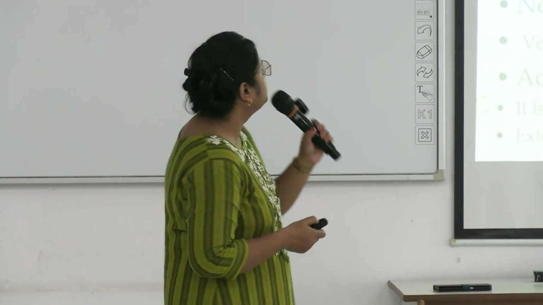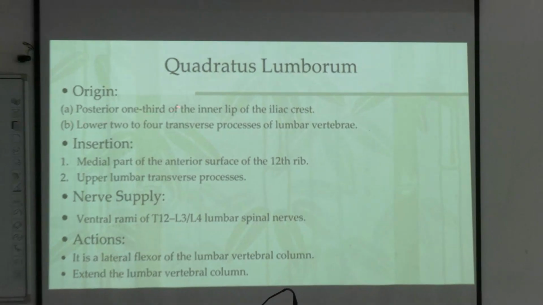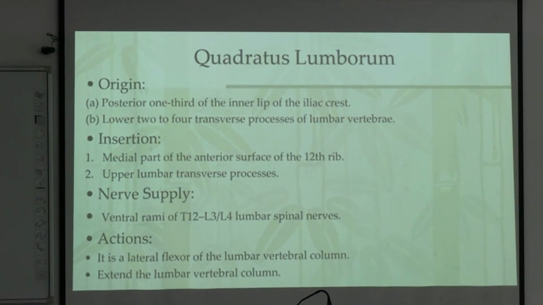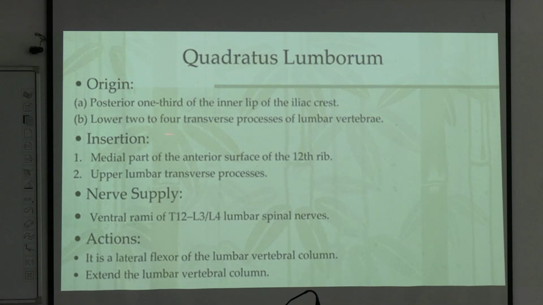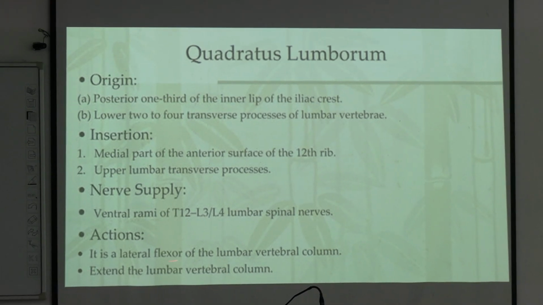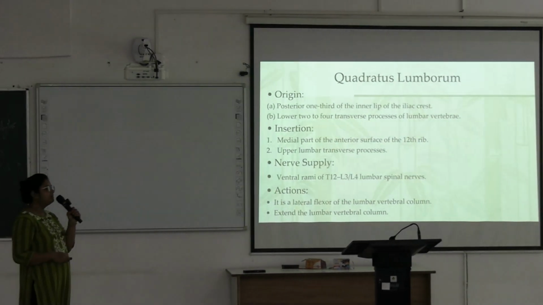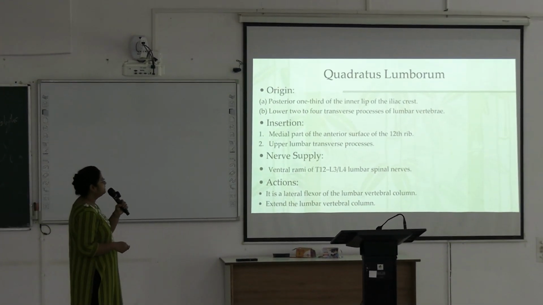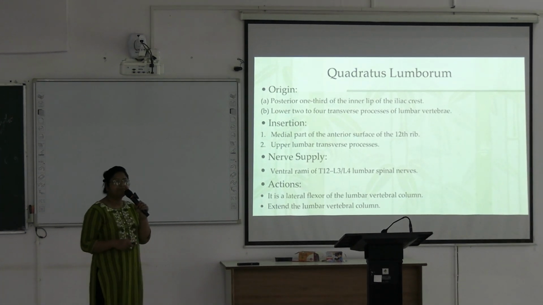Okay. So this quadratus lumborum originates from the posterior one-third of the inner lip of the iliac crest and lower 2 to 4 transverse processes of lumbar vertebra. Insertion is into the medial part of the anterior surface of the 12th rib and upper lumbar transverse process. So this is the insertion of quadratus lumborum. Nerve supply is ventral rami of T12 to L3, L4 lumbar spinal nerves. What is the action? It is a lateral flexor of the lumbar vertebral column and extends the lumbar vertebral column. So this is the action of quadratus lumborum.